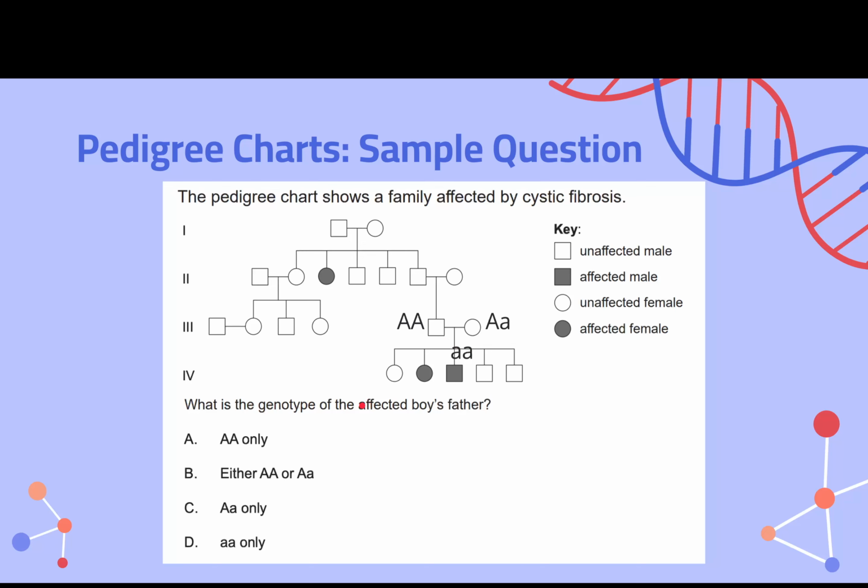Another trick, I'm not going to call it a trick, but it's just something to trip you up a little bit, is they don't say from the fourth generation. They say affected boy. You need to be able to read the key. You need to know that the squares are the males, the circles are the females. I need to know that affected male, when they're asking affected boy's father, they're talking about this one. It can't be this one, it can't be this one. So just things to keep in mind, not to trip over when you're in a stressful exam situation.